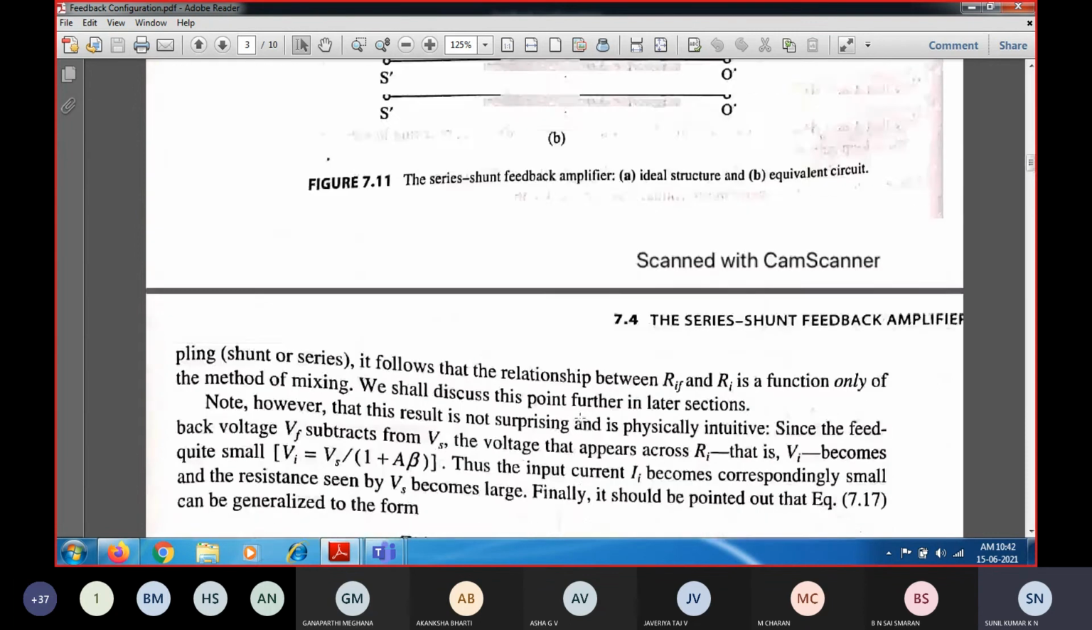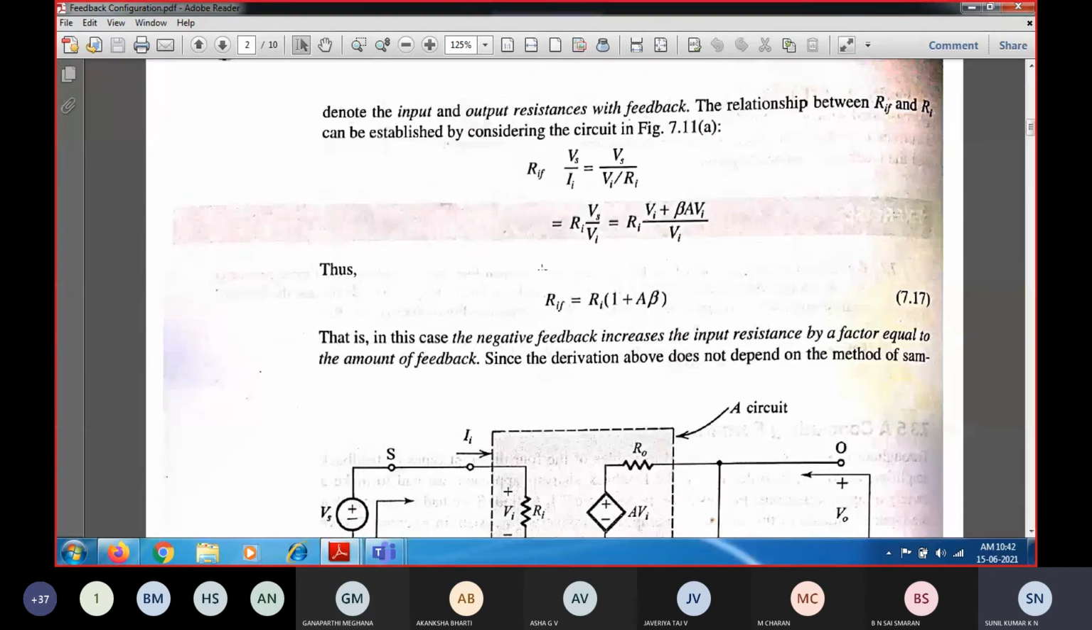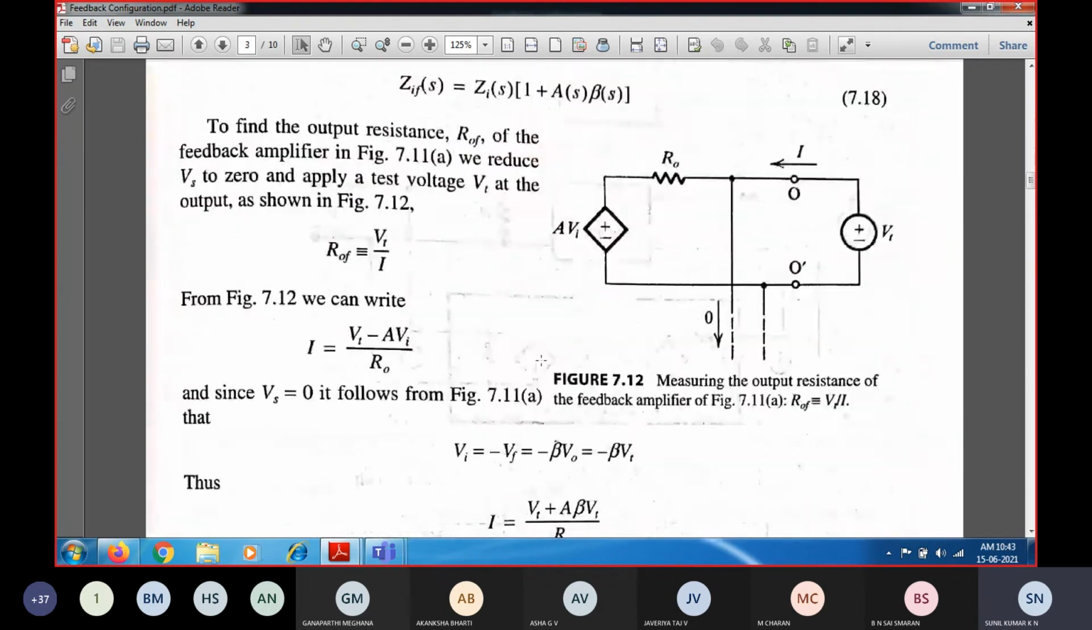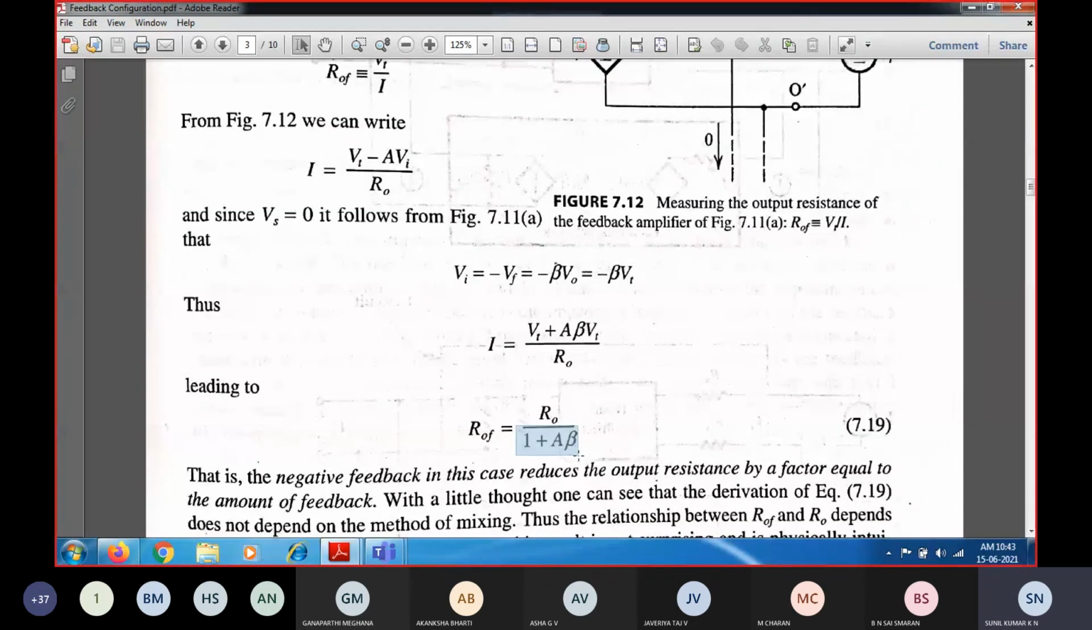Whereas the input resistance of the amplifier with feedback is going to increase by a factor of 1 plus A beta. So Ri is the input resistance of the amplifier, but on employing the feedback, you're going to increase the input resistance by a factor of 1 plus A beta. That means only the input side resistance is going to increase. At the output side, the output resistance is going to be reduced by a factor of 1 plus A beta.